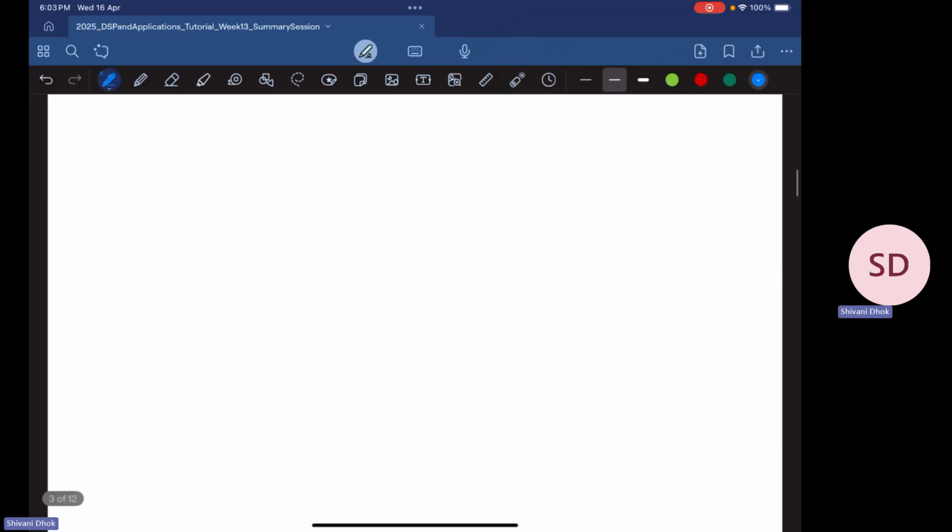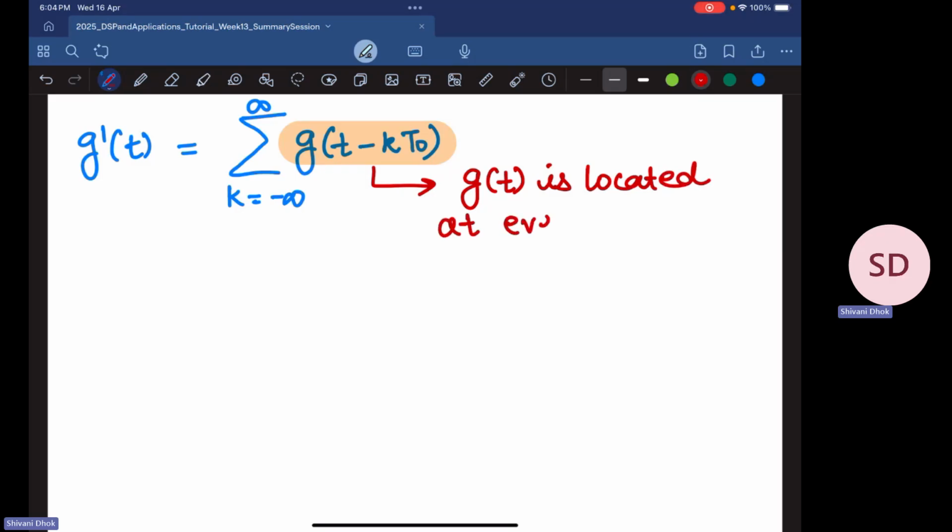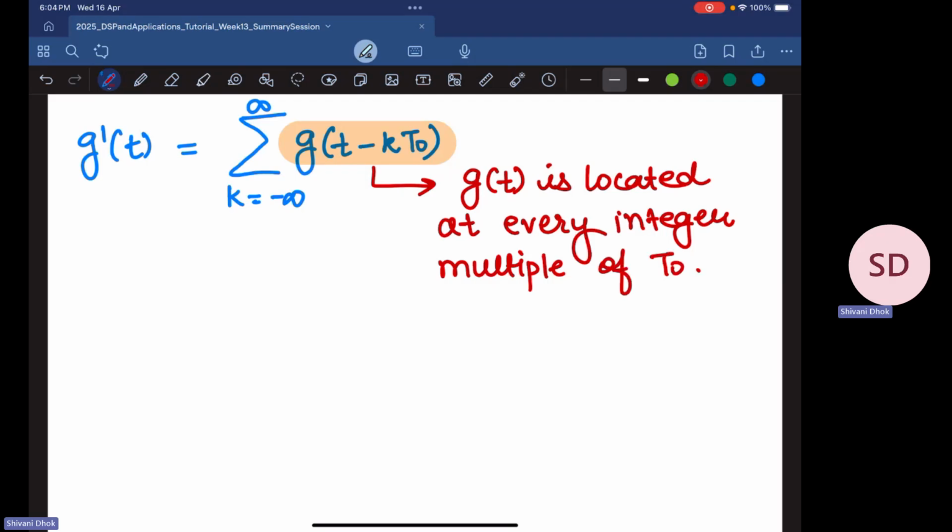This g prime of t is the periodically repeated function g of t with period T naught, which means that it is located at every integer multiple of T naught. And since it is located at every integer multiple of T naught, this k ranges from minus infinity to infinity. So this means that g of t is located at every integer multiple of T naught. This is how my g prime of t looks.